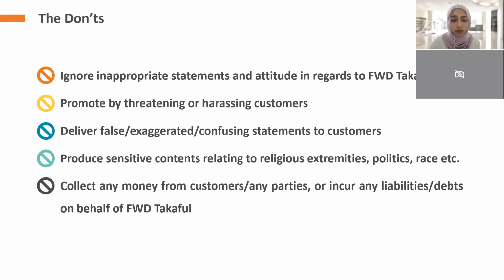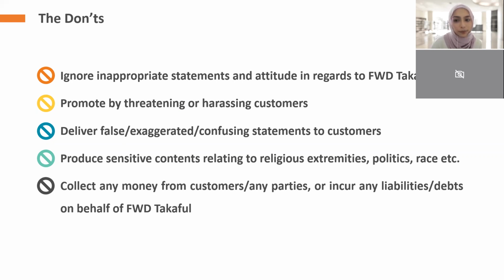The don'ts: don't ignore inappropriate statements and attitude in regards to FWD. Don't promote by threatening or harassing customers. Do not deliver false, exaggerated or confusing statements to the customers. Don't produce content that can relate to religious extremities, politics, or race. And most importantly, do not collect any money from customers or any parties, or incur any liabilities or debts. Like I mentioned, the payment transactions will all happen on the FWD online website. As an affiliate, we do not need to take any money or engage in any form of transaction with the customers.